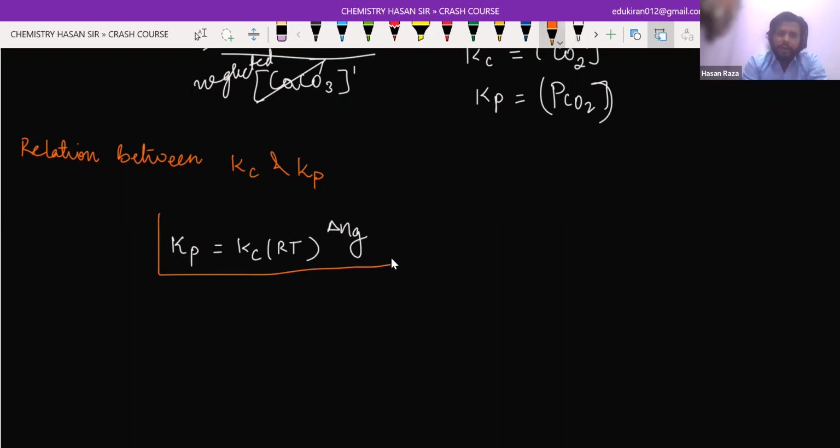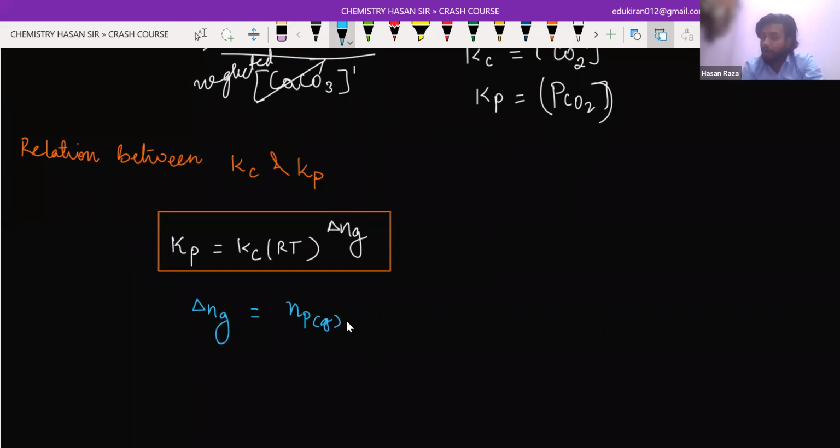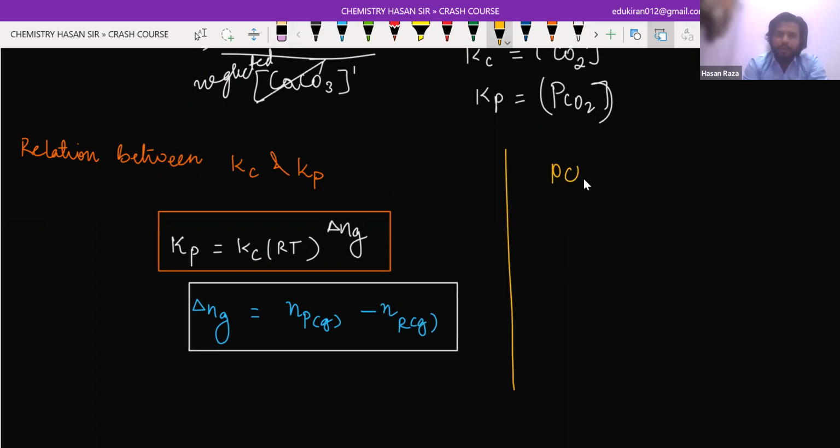What is delta ng? Delta ng is very easy. Delta ng is basically the number of moles of gaseous product, that means whatever is in gaseous state only, not liquid, solid or aqueous, minus the number of moles of gaseous reactant. So if I ask you a question: PCl5 converts into PCl3 in gaseous state plus Cl2 in gaseous state, and this is also gaseous. Can anyone tell me the value of delta ng?